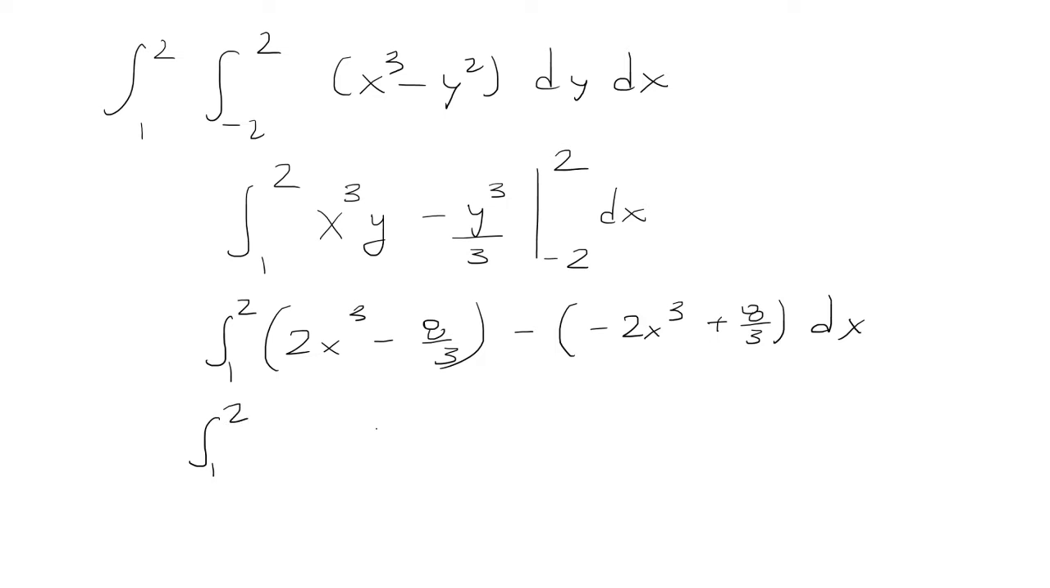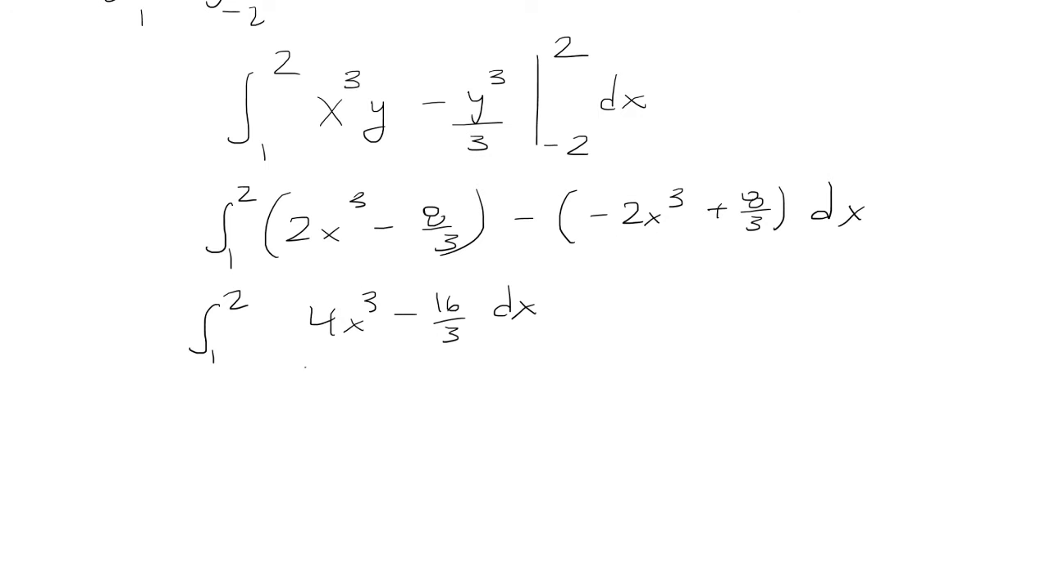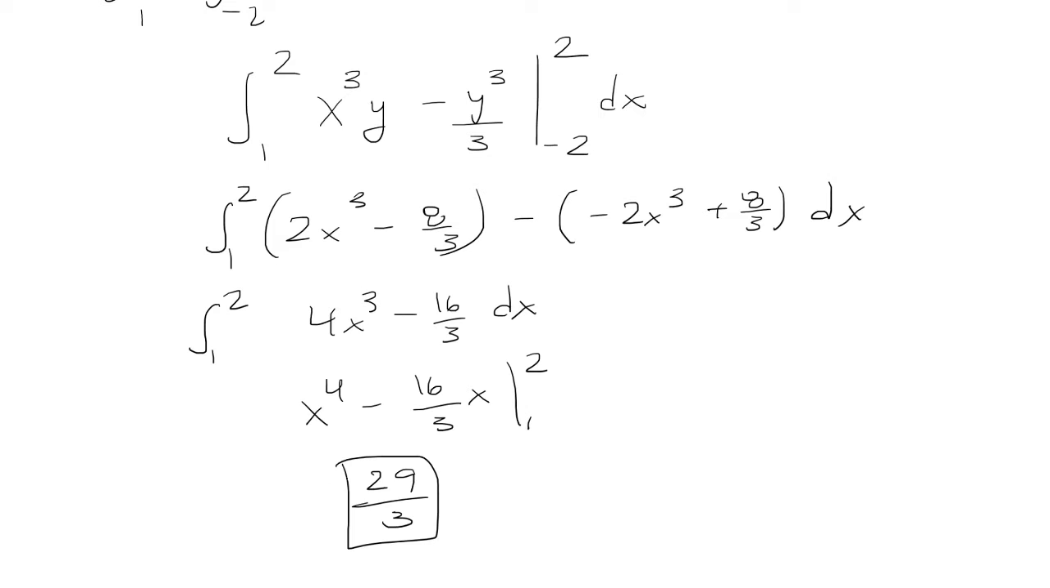Simplify the inside. Here we have 4x cubed minus 16 over 3 dx. Integrate with respect to x now. We have x to the 4th minus 16 over 3 x, evaluated from 1 to 2. And when we simplify this, we get 29 over 3 as our answer.